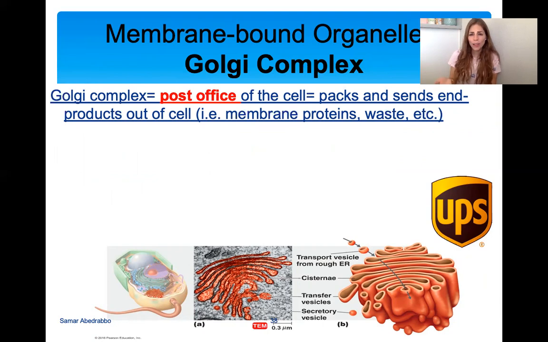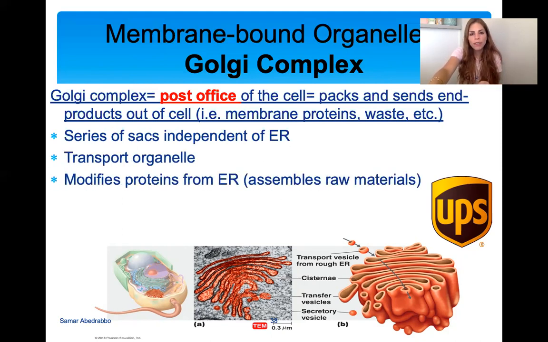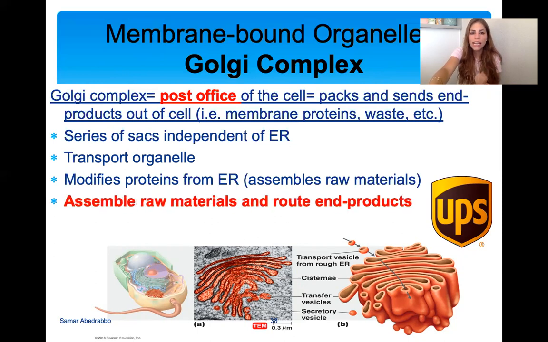It's called the post office of the cell because the Golgi apparatus is a part of the cell that, once things are made in the ER, tells them where to go. It packs and sends end products out of the cell. It's a series of sacs independent of the endoplasmic reticulum. It's a transport organelle; it modifies proteins from the ER, assembles them together, and routes them, meaning it tells components where they need to go.